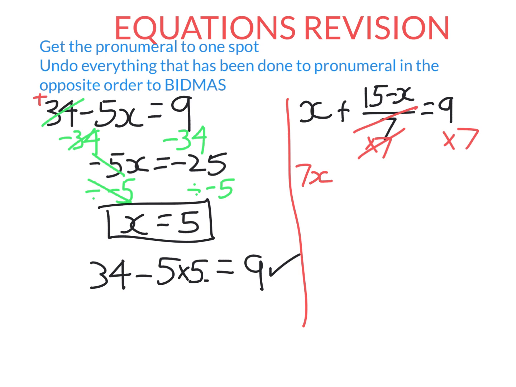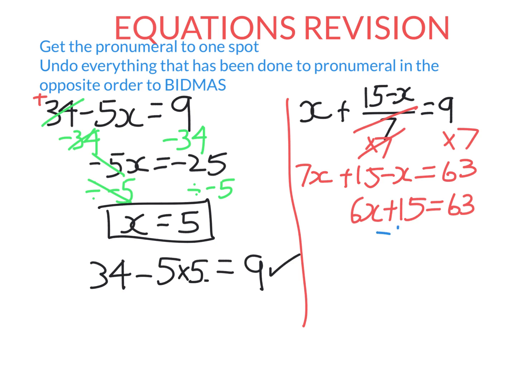So times 7 and divide 7 undo each other. And then I have to times 9 by 7. So when we're solving equations, we need to get the pronumeral to one spot. So 7x minus x is 6x. I need to get x to one spot before I can use the process from the previous example. Now that x is in one spot, I undo what's been done to x in the opposite order to BIDMAS.